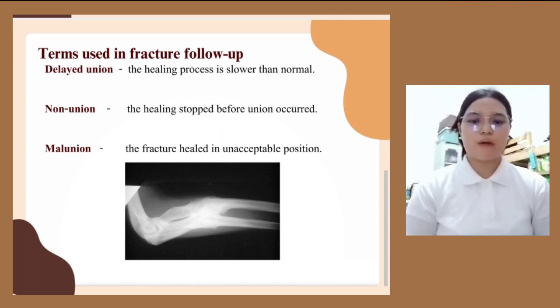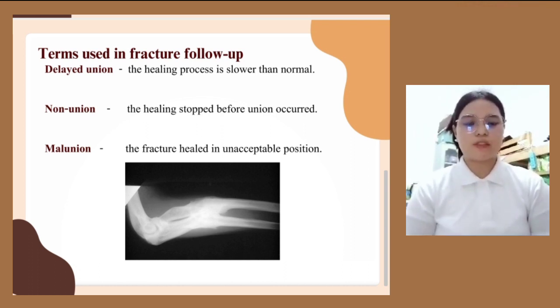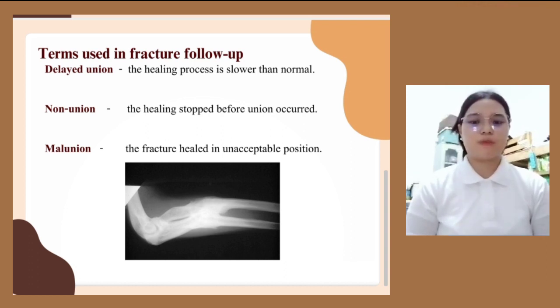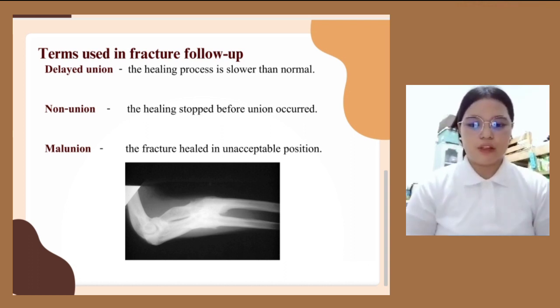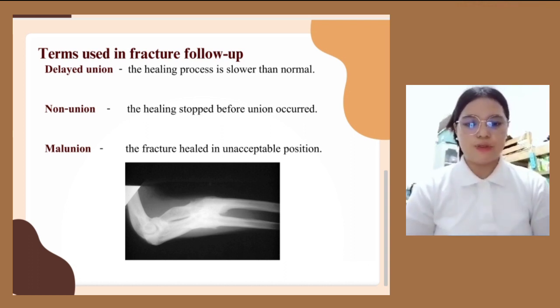Non-union, the healing stopped before union occurred. It is a condition where the healing process of a bone fracture stops before complete union or healing of the bone occurs. It is a more severe and challenging situation than delayed union. Non-union may require more extensive medical intervention such as surgery or the use of bone grafts to stimulate the healing process and achieve bone union.